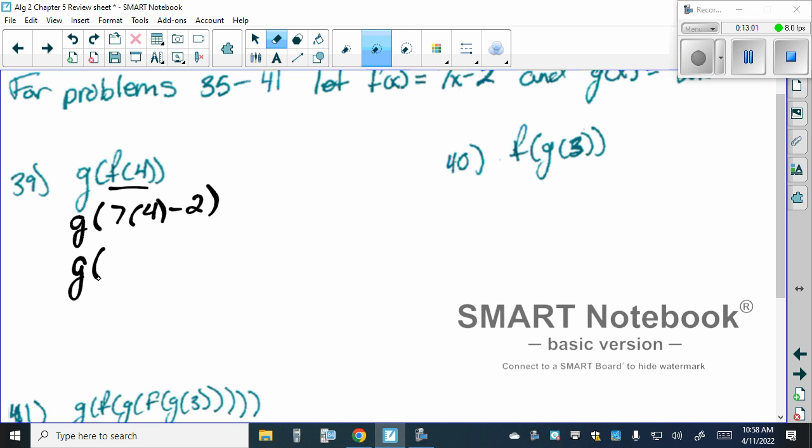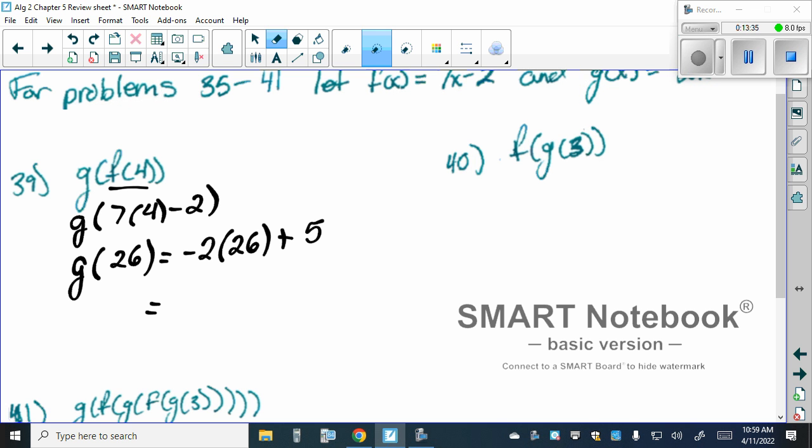We can do 7 times 4 minus 2 in the calculator, yes? Well, yeah. I mean, we could do it by hand. Say 7 times 4 is 28. Minus 2 is 26. So simplifying that gives us a g of 26, which means we're going to plug 26 into g of x. And if we plug 26 into g of x, we would get negative 2 times 26 plus 5.